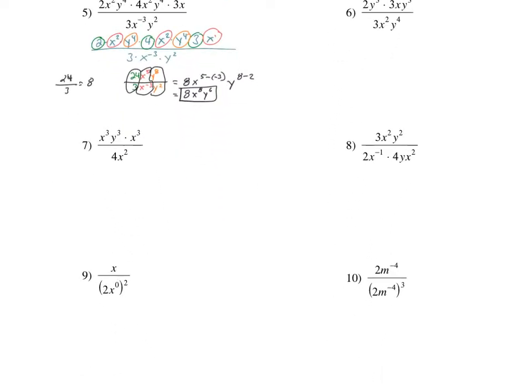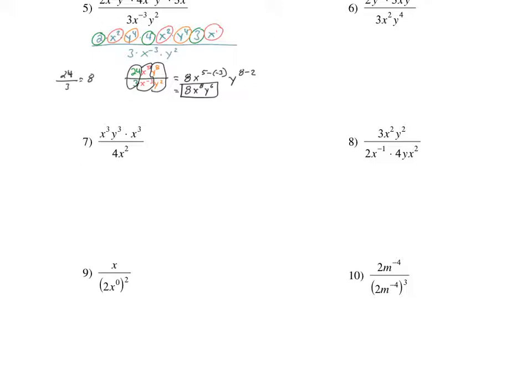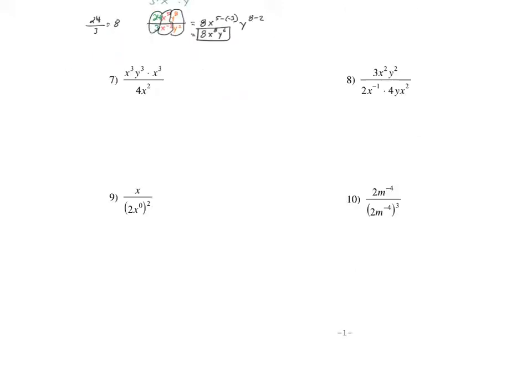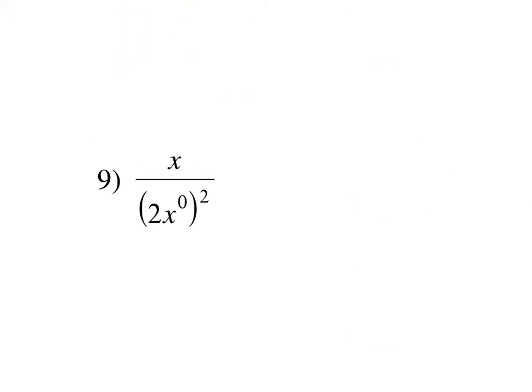Let me pick out another problem here that I like. Okay, here's a good one, just because we got the power of 0 there, which is pretty important. So what's going to happen here? Well, anything to the power of 0 is just 1. Right, so I have x on top. 2, well, this right here just becomes 1. So 2 times 1 squared. That means that this is just x over 4.